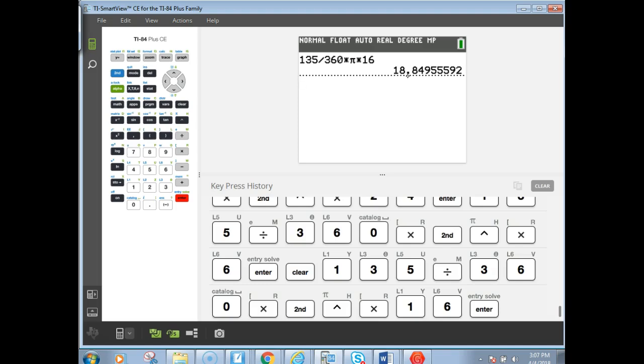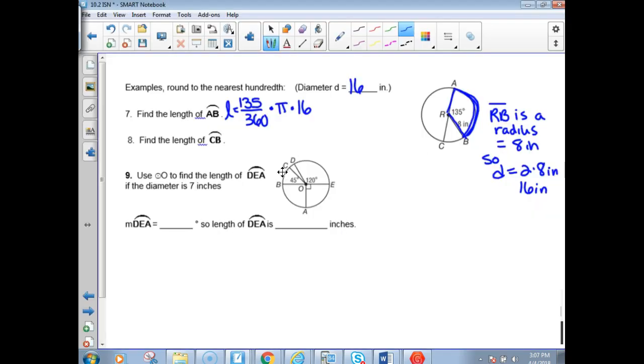This would be 18.85 to the nearest hundredth. 18.85, and this was all in inches. That is the solution to the nearest hundredth. Hundredth place again, 0.00. You want to go 2 decimal places.